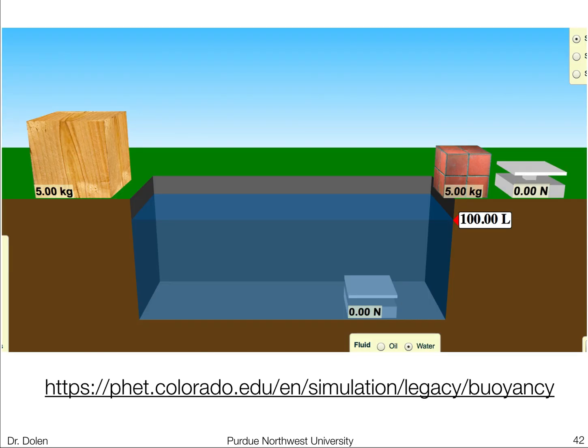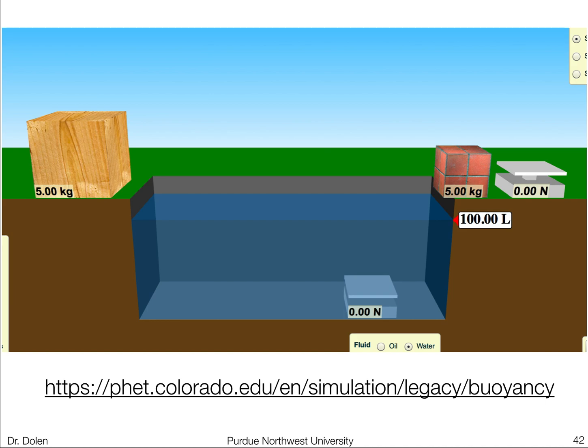Okay, so to start off, let's play around with this simulation. This is another really nice PhET simulation. And feel free to play with this on your own. You'll have to download Flash, but it's a very useful simulation to try to understand buoyancy.